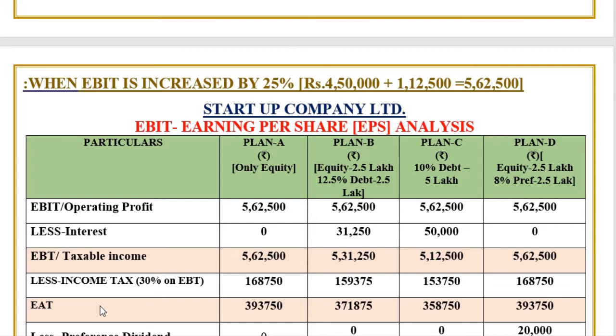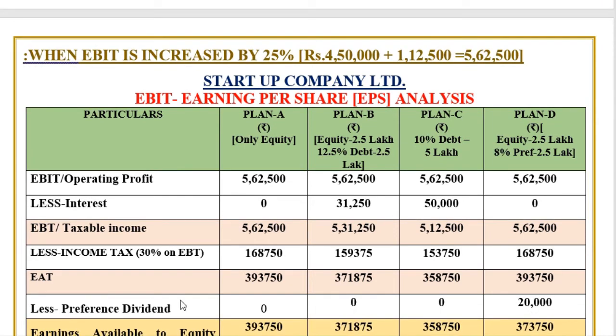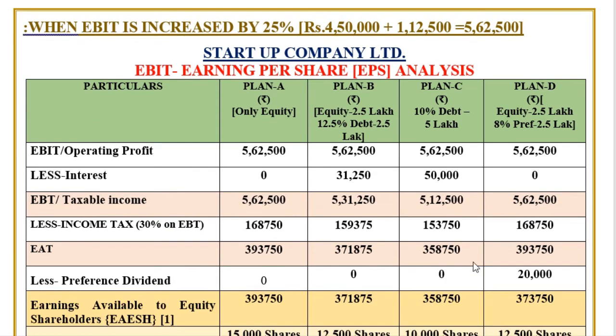Then once you got this EAT, then you deduct preference dividend. Preference dividend ಯಾರು ಪೇ ಮಾಡಬೇಕು? ಓನ್ಲಿ ಪ್ರಿಫರೆನ್ಸ್ ಶೇರ್ಸ್. ಇಲ್ಲಿ ಮಾತ್ರ ಪ್ರಿಫರೆನ್ಸ್ ಇದೆ. Therefore 2,50,000 at 8%, 20,000. And you deduct preference dividend from the EAT. The new balance will be 3,90,750 in plan A, 3,71,875 in plan B.